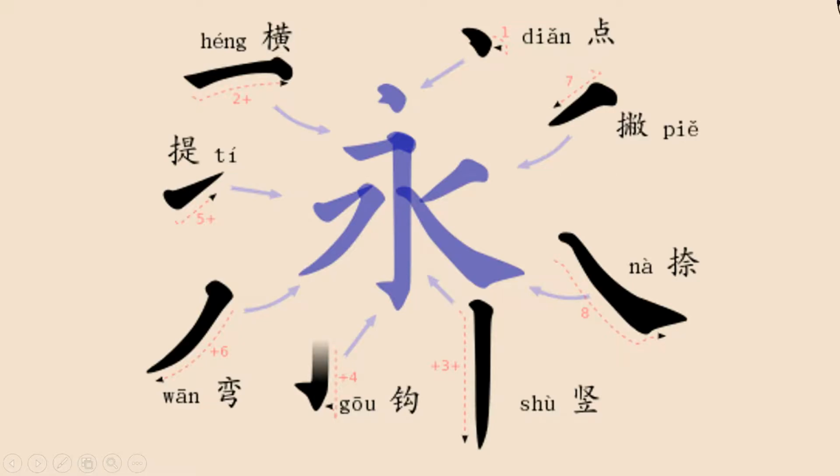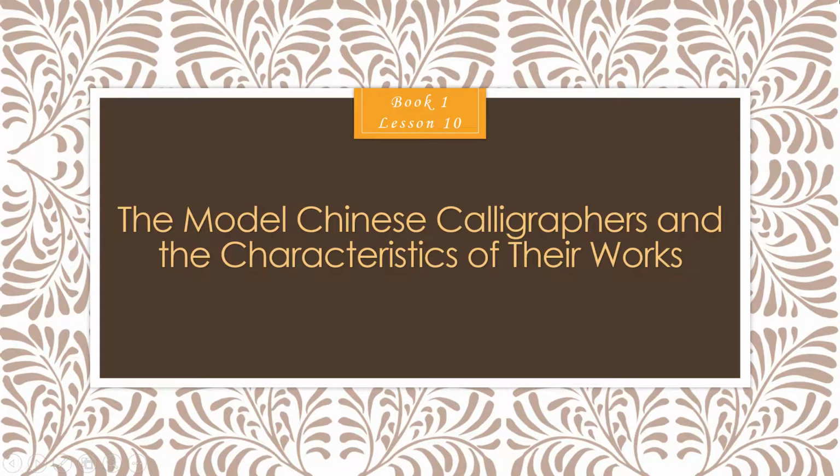The 8 basic strokes of Chinese calligraphy are as follows: 点、横、竖、钩、提、弯、撇、捺。The model Chinese calligraphers and the characteristics of their works. Imitation is the first step of learning to write. Most people learn to write Chinese calligraphy by imitating famous calligraphers' works.